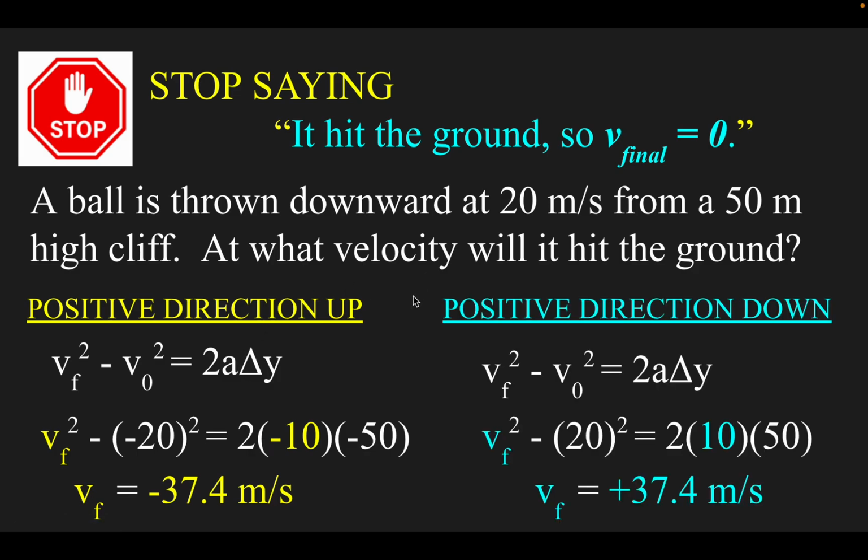If you choose positive down, then your acceleration due to gravity would be 10, and your initial velocity would be positive 20. Going through the algebra again, you'd get a situation where v final is either plus or minus 37.4, but you would choose the positive answer in this case because the thing is going downward and you chose the positive direction down. But the moral of the story here is don't say the final velocity is 0 just because it hit the ground. When you're doing kinematics, you're talking about the flight.